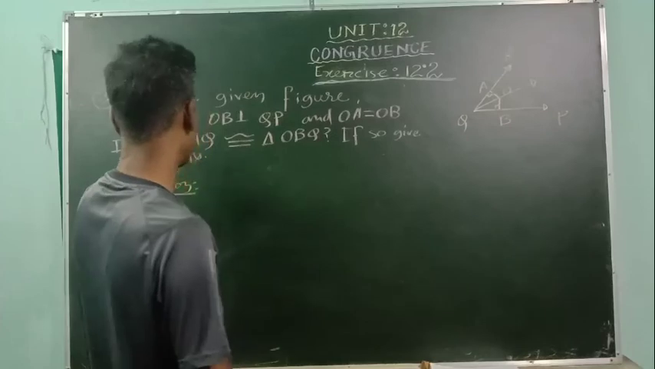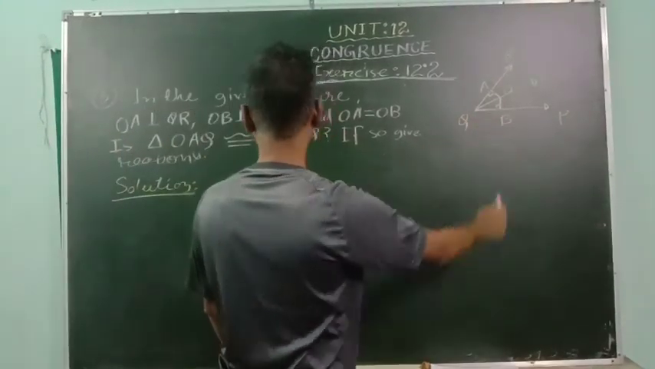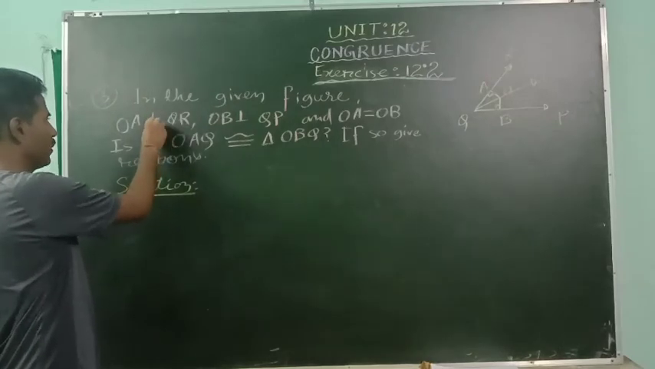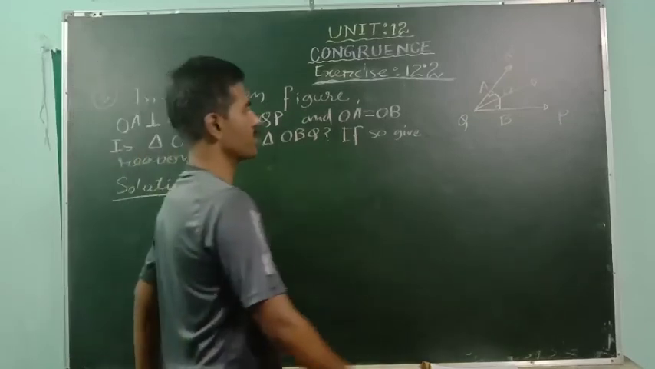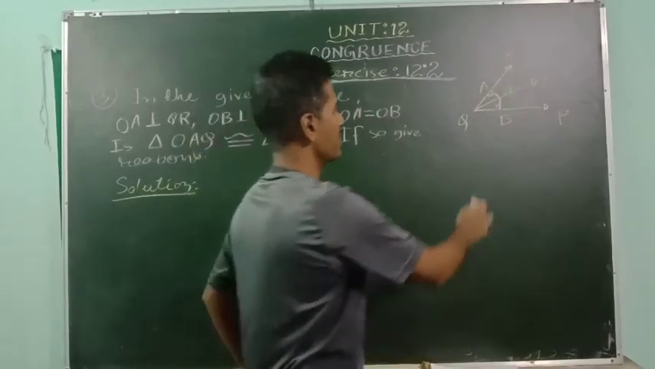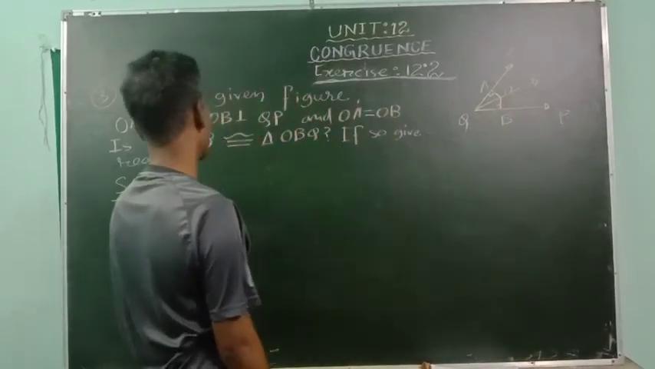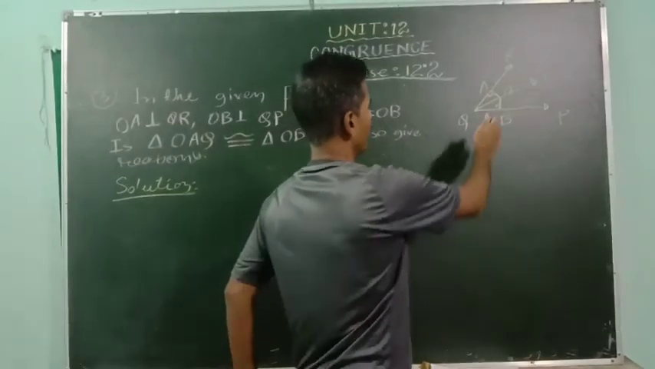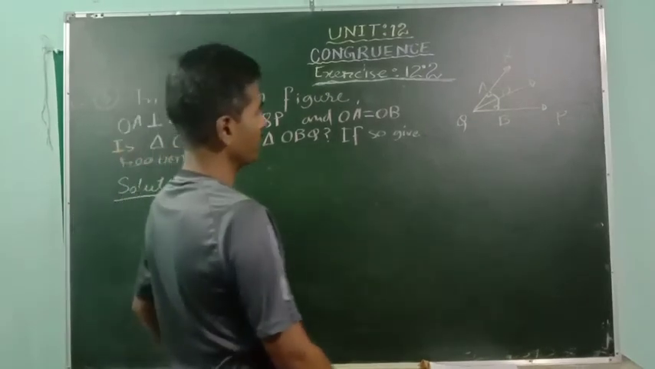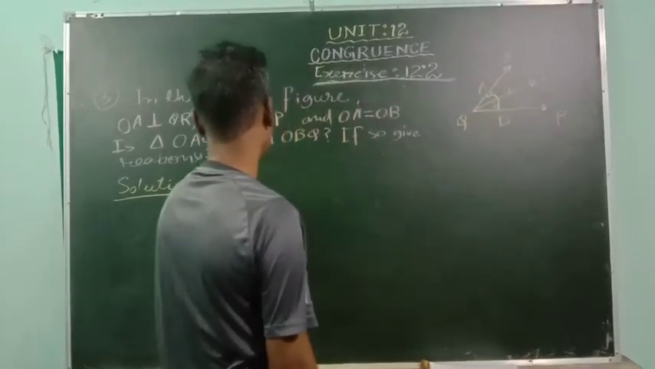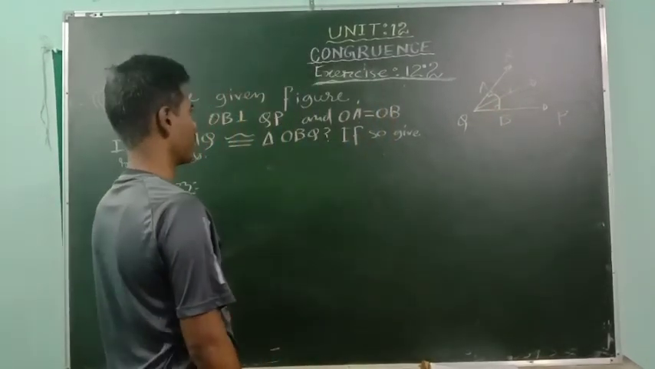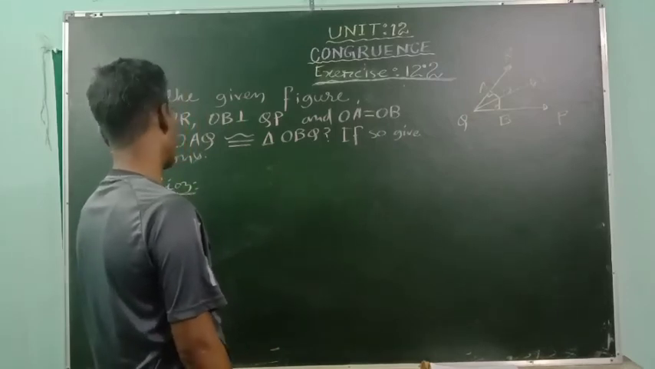Well, children, look at the board. Question number 3. In the given figure, on the right you've got a figure. OA is perpendicular to QR, and given OB is perpendicular to QP. And OA equals OB, these two sides are given equal. Is triangle OAQ congruent to triangle OBQ? Are they congruent to each other? That is the question, and if so, give reasons.